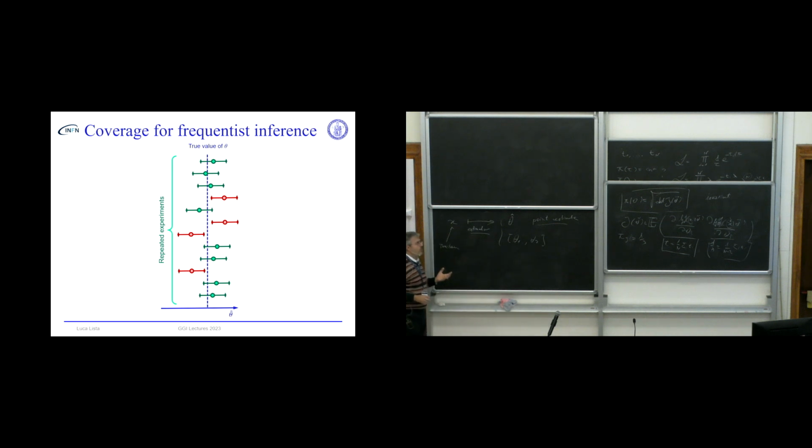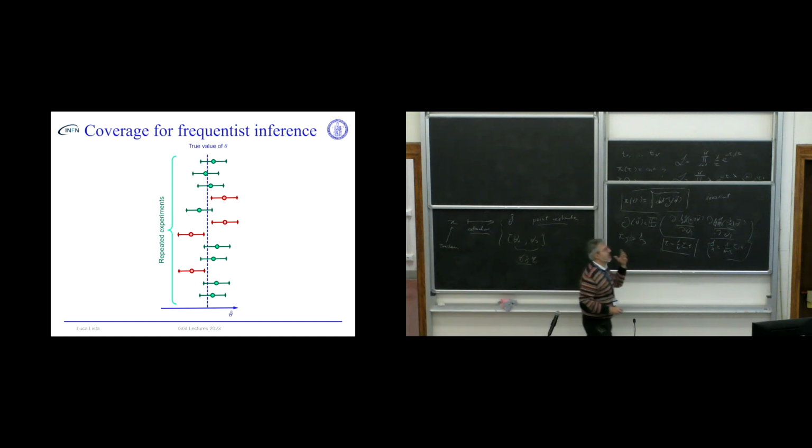parameters. So what is the frequentist way to define that this interval corresponds to, say, 68% probability? This doesn't mean that I assign a probability value to theta. This is nonsense in the frequentist regime. But I can say this.